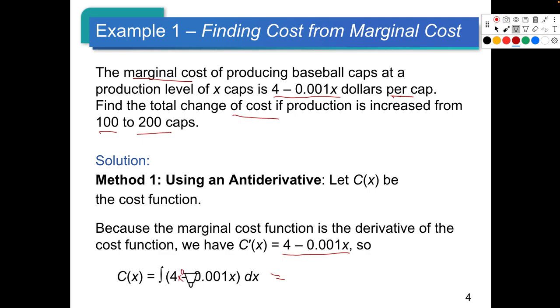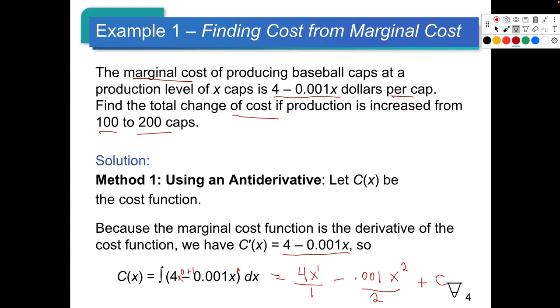So remember, when we integrate, we add 1 to the exponent, and then we divide by that exponent. So the first term becomes 4x to the first power divided by 1 if you want, which is just 4x, right? The second part, we have x with a negative 0.001. We add 1 to the exponent, which is 1. 1 plus 1 is 2, and we divide by that new exponent. And then we have plus a constant.